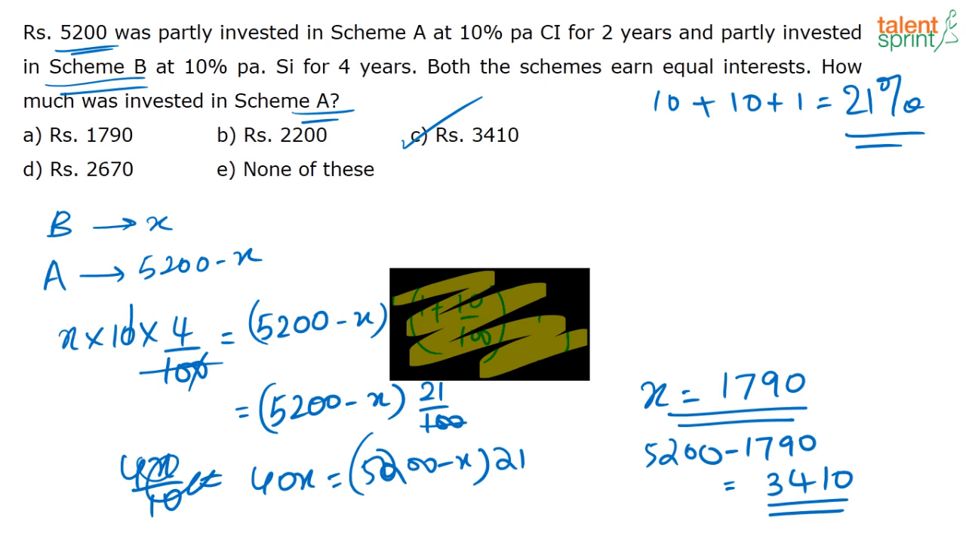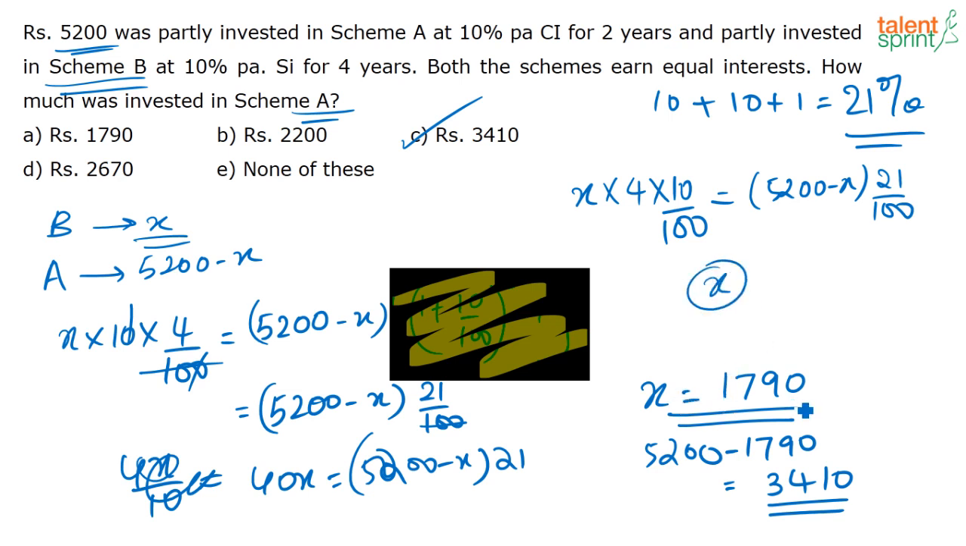Once again, a lot of you are asking me, so let me explain once again what I have written. Totally 5200 rupees is there. Out of that, x rupees he has invested in scheme B, and 5200 minus x rupees he has invested in scheme A. Now, the interest that he gets from both is the same, so we have just equated the interest. From scheme B, he will get x into 4 into 10 by 100 using simple interest. From scheme A, he will get (5200 minus x) into, see, scheme A is compound interest for 2 years, so the effective percentage turns out to be 21%. So the effective interest becomes 21 by 100. Just equate these two, find the value of x. You get x as 1790. Subtract it from the 5200, you get the answer as 3410.